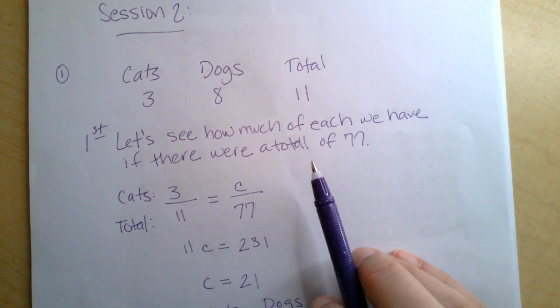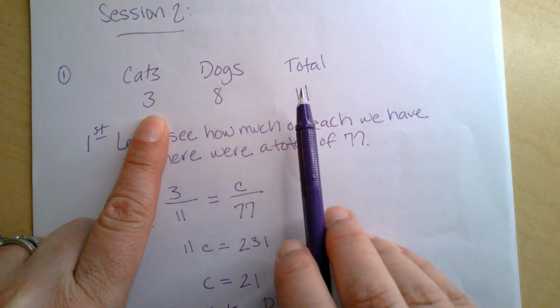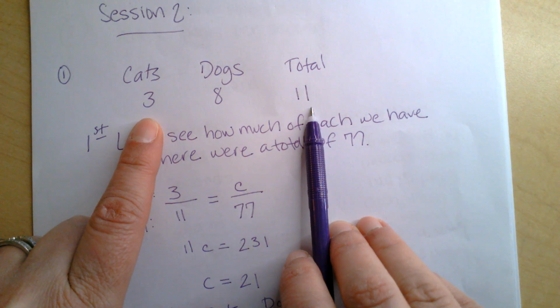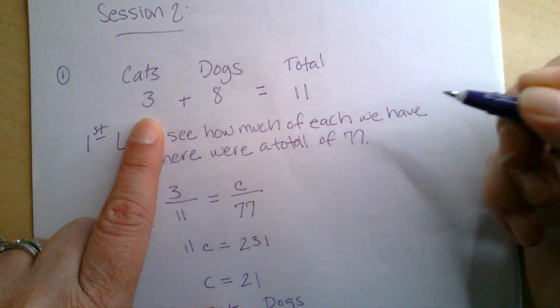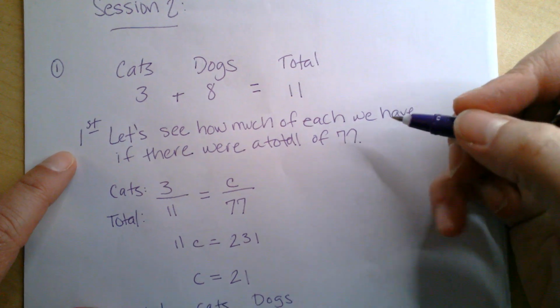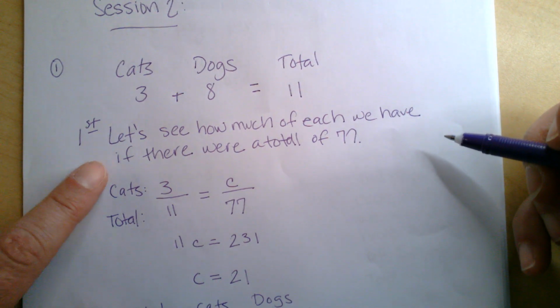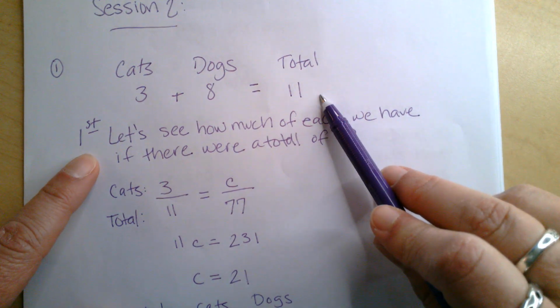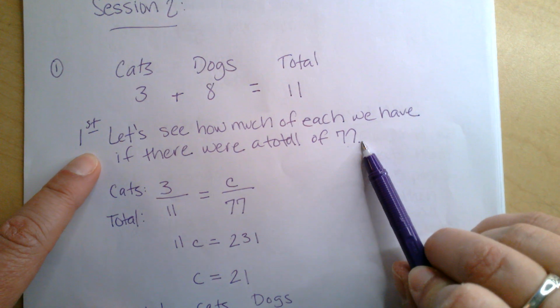Okay, so first I wrote down how many cats and how many dogs I have, and so the total number of animals that I have right now. The total is 3 plus 8, which is going to give you 11. The first thing that we're going to have to do is see how much of each we have if there are a total of 77. So right now I have 11, and let's say I up that to 77, so how many do I have?